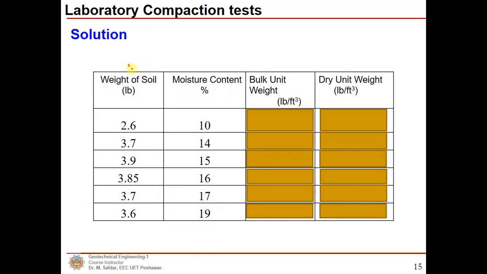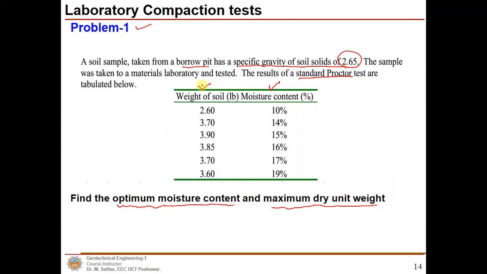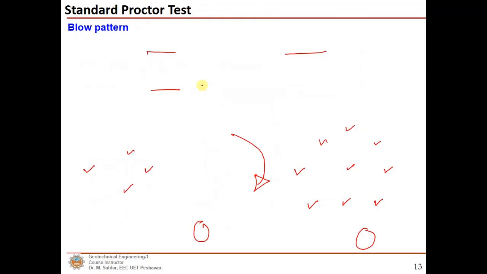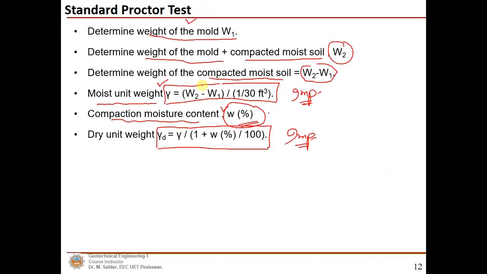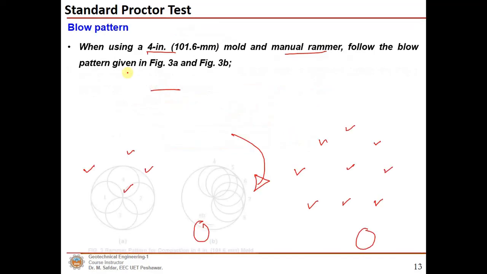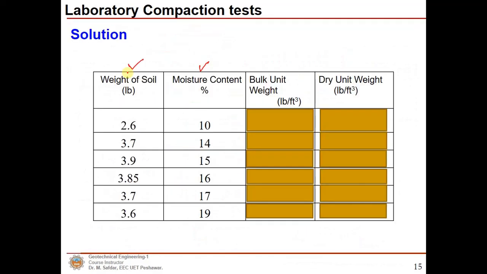Weight of soil is given in column number 1 and moisture content is given in column number 2. If you use these equations, directly we are given the weight of soil. Okay, this is W2 minus W1, and this is the water content percentage.